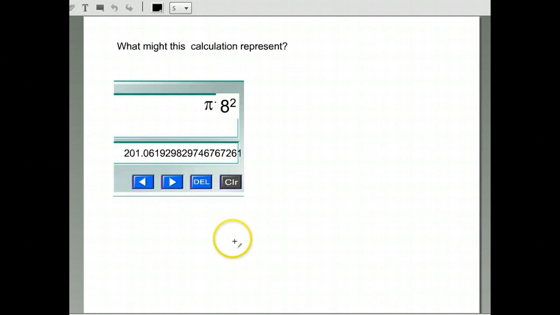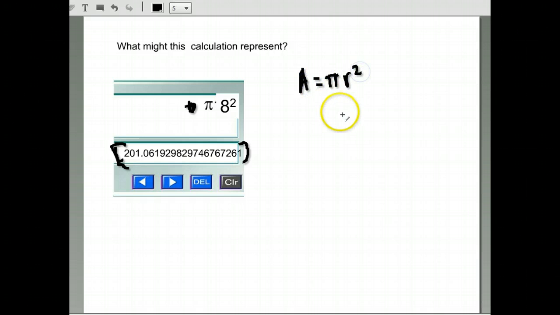Okay, so as we're calculating areas and circumference for circles, we have an example of a calculator screen. In the calculator, notice here's the answer down here, 201.0619. Someone typed in pi times 8 squared, and it wants to know what this calculation might represent. Well, remember that the area of a circle is pi times the radius squared.